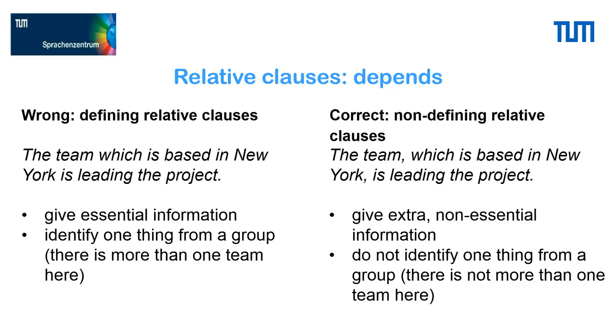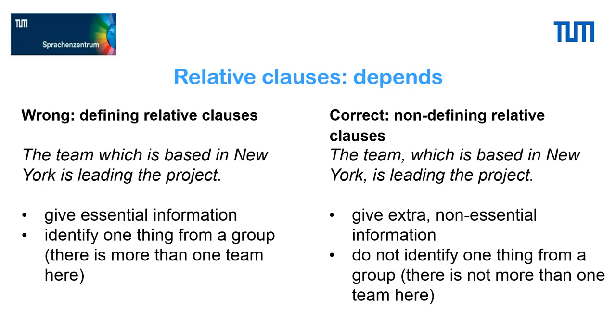And non-defining relative clauses do not identify one thing from a group. So in this sentence, there is not more than one team. In this case, the reader knows that there is only one team, and if you said the team is leading the project, then the reader would think, fine. They would not ask you which team because they know that there is only one team. So this information that the team is based in New York is just extra additional information for the reader.